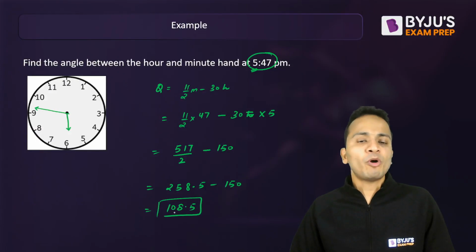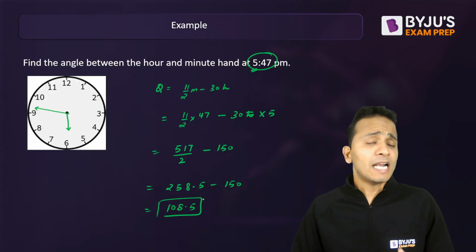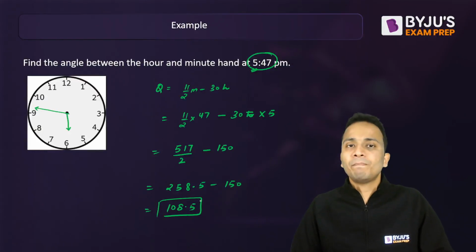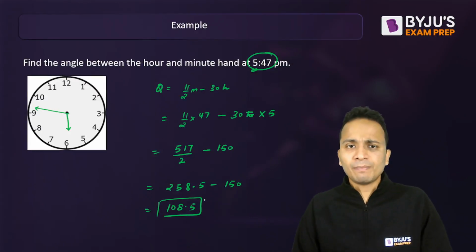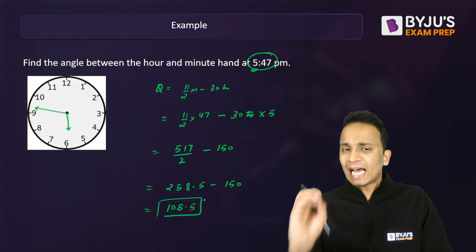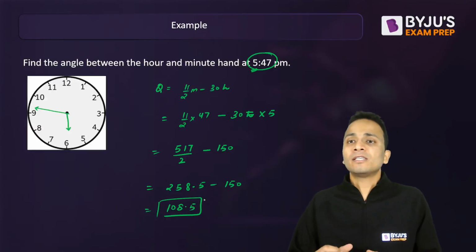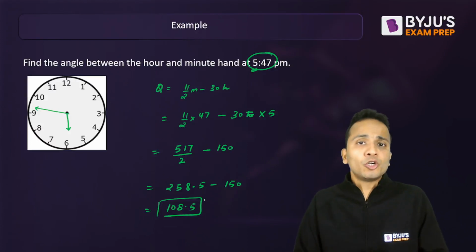So 108.5 will be the angle between the hour hand and the minute hand when the time is 5:47 p.m. All right. So this is the first type of question that you may get. Time is given and you have to find out the angle. Now let's look at a question that is completely opposite to this.